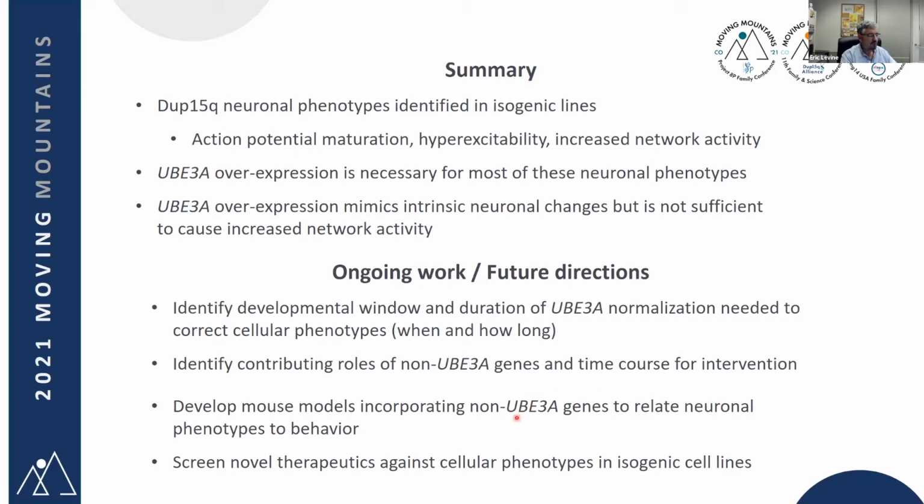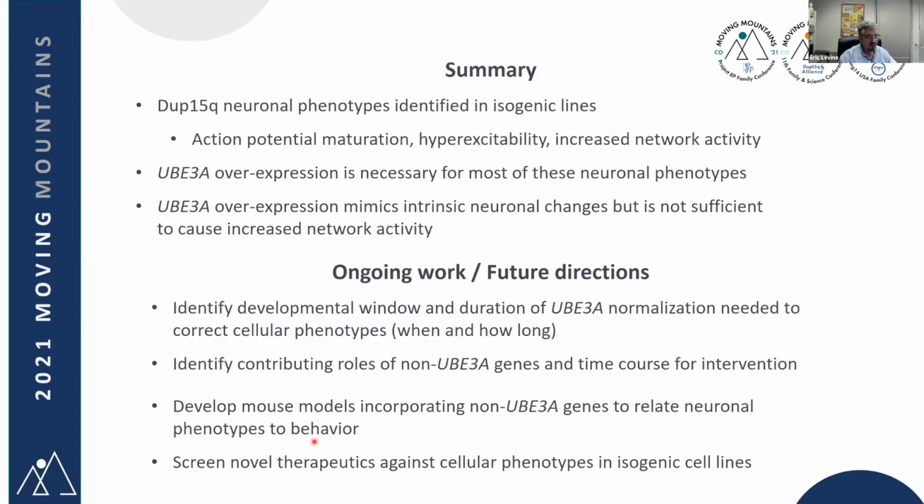So in the long term, one of the things that we hope we can do by identifying the role of specific non-UBE3A genes is maybe inform the development of mouse models that could then incorporate these non-UBE3A genes. The mouse models, of course, are very important because in the mouse model, we can actually relate neuronal phenotypes to actual behavioral phenotypes. So that's really important.